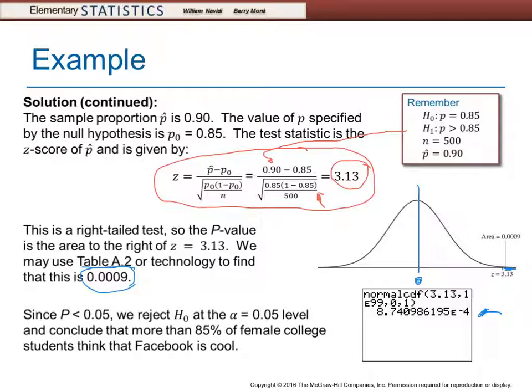Now we look at our decision rule. Since the p-value is less than 0.05, we reject H0 at the 5% level and conclude that more than 85% of the female college students think that Facebook is cool.